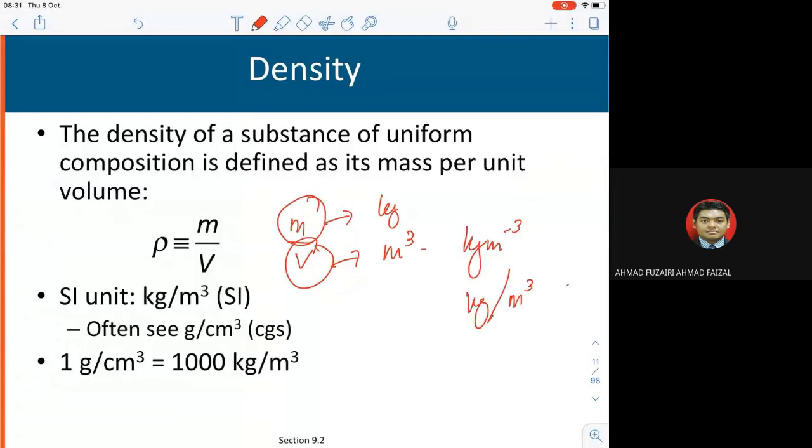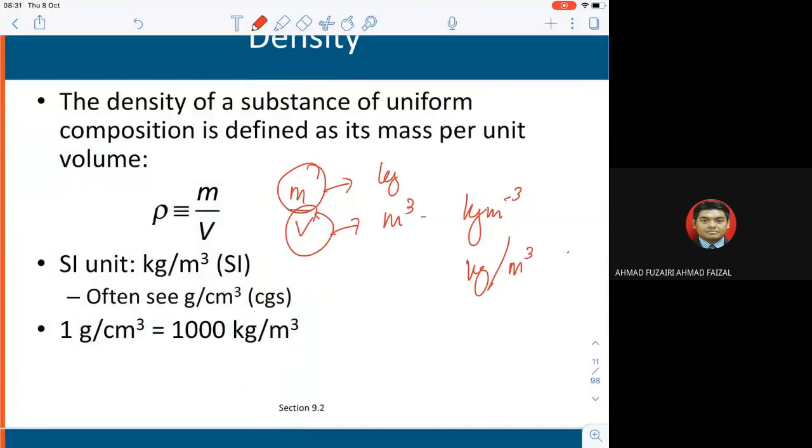Remember this first: 1 gram per centimeter cubed is equivalent to 1000 kilograms per meter cubed. Try to remember that 1 gram per centimeter cubed is equivalent to 1000 kilograms per meter cubed. So what do centimeter cubed and meter cubed mean? Try to imagine this.